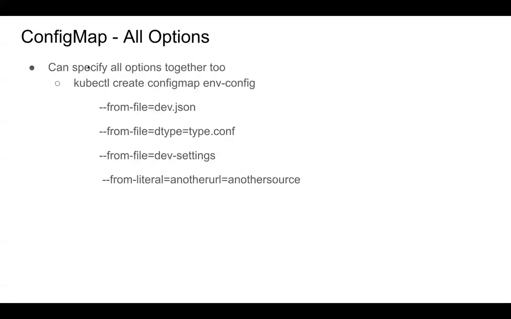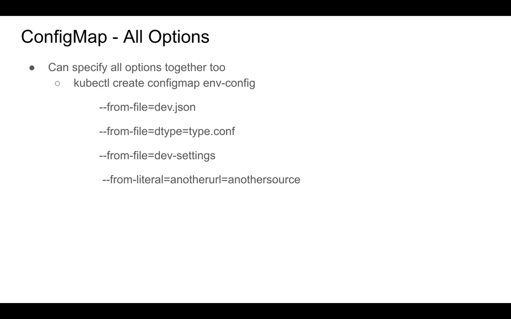So we can specify all options together. We discussed many options, right? There are many. So you can see here, from file we are creating one. This file can have one key value, this file can have another key value, this file can have a third key value, and this from-literal can have another key and another value. So you can combine multiple options to create a config map, right? So that's one. This I'm showing from the command line.